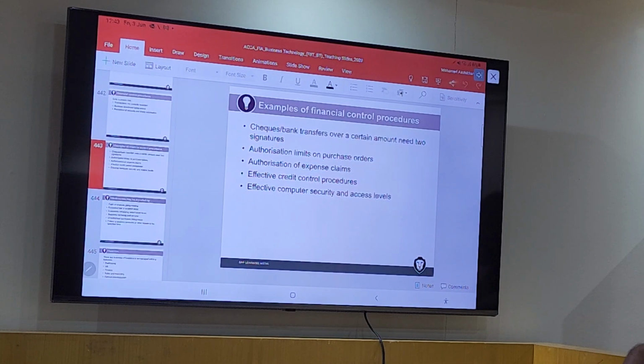Examples of financial control procedures. Checks for bank transfers over a certain amount need two signatures. Authorization limit on purchase orders, authorization of expense claims, effective credit control procedures, effective computer security and access levels.